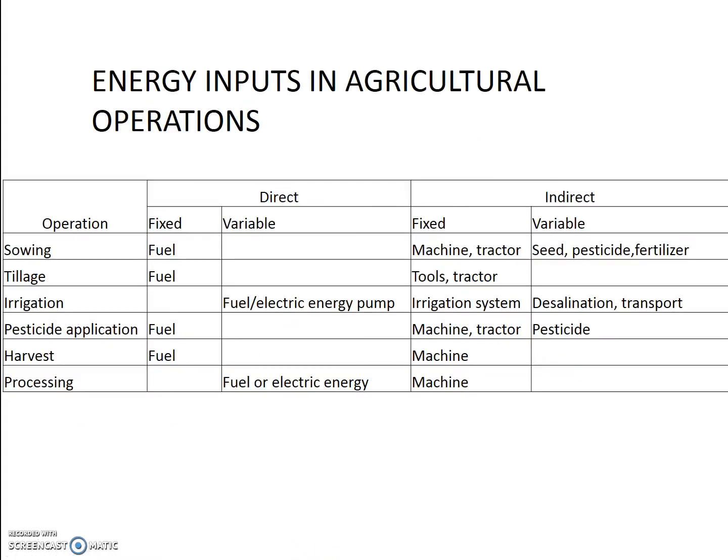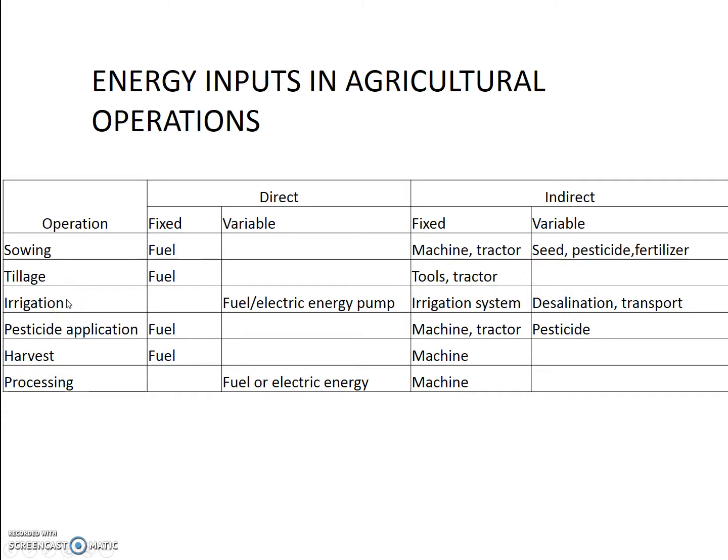With the same criteria, we can classify the energy inputs in other agricultural operations. We have already seen that for sowing we have a fixed direct component for fuel, and a fixed indirect component for machine and tractor. We have already said there is an indirect variable for seeds, but we could also add pesticides or fertilizers during sowing. Tillage operations will require a direct fixed fuel, and they will also require indirect fixed energy for producing the tools and the tractor.